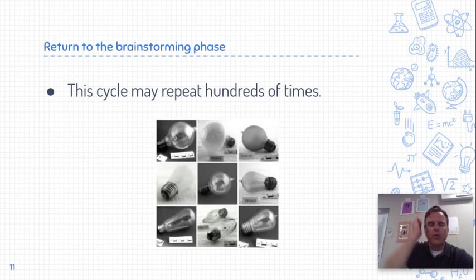Okay, and then finally, when we have finished the testing, most likely the next step is that you return to the brainstorming phase. Okay, and this cycle may repeat hundreds of times. I have down here many examples of the first light bulb. You've probably heard the story. In fact, we're going to have a little research project on this. But when Thomas Edison made the first light bulb, he tried literally hundreds and hundreds of designs before finally getting something that was going to work for their purposes and meet their specifications.